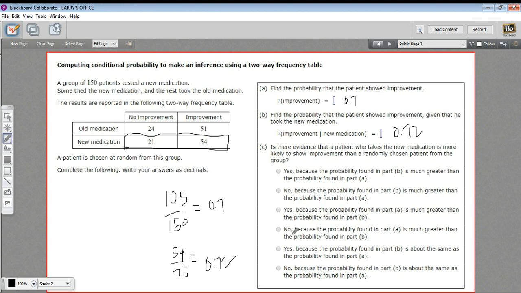All right, here's another no. No, because the probability found in Part A is much greater. Well, it's not much greater. Or here's a no. No, because the probability found in Part B is about the same as the probability found in Part A. And I think that's what we have going on here. We have about the same. If the probability of A was much greater, that would definitely be a no as well. But that's not our case here. We've got them about the same. So that is how to compute some conditional probability and use it to make a decision.